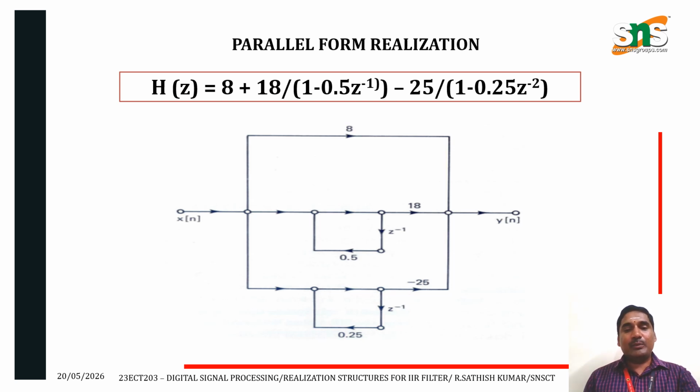X of n multiplied with z inverse, we can get 0.5 into z inverse. That can be multiplied with 18, we can get it as y of n. Again, multiplied with z inverse, we can get 0.25 into z inverse. That can be multiplied with minus 25, we can get the output as y of n.